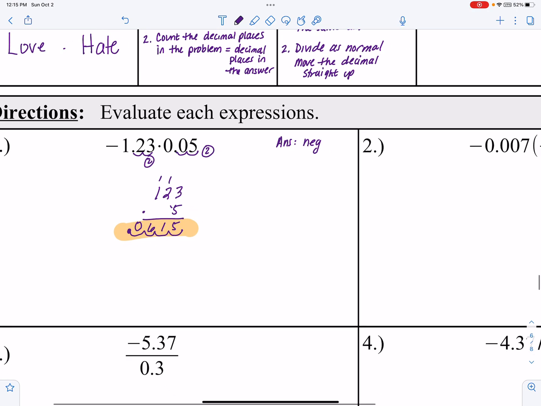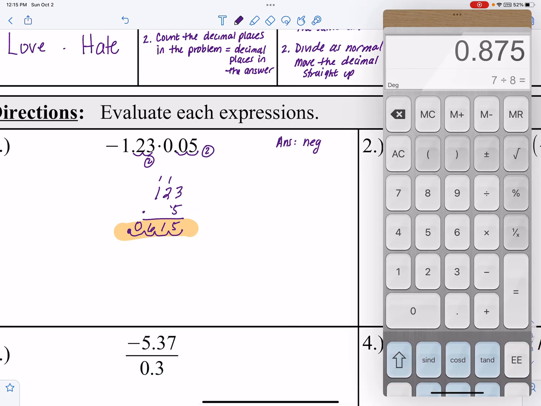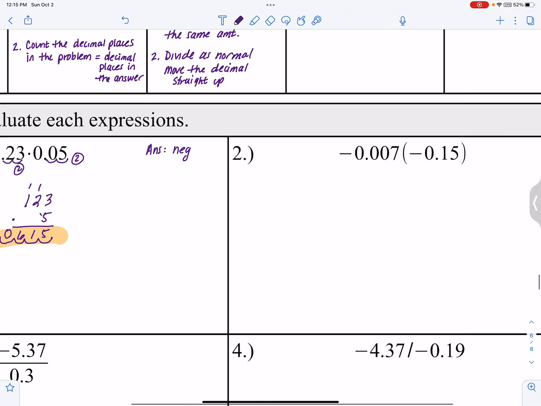Okay, you can always pull up that calculator and check and make sure you're good. So I have 1.23 negative times 0.05 equals, and there we go, 0.0615. Okay, and so we're good, and let's go ahead and move on.